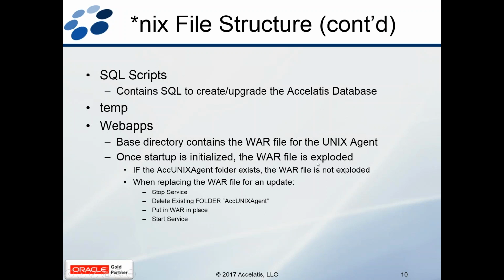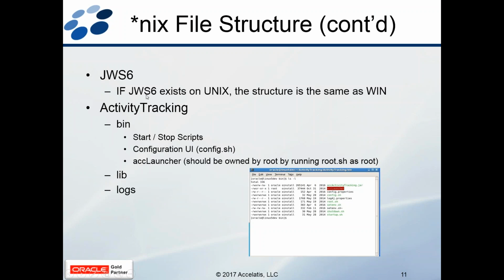Once startup is initialized, the war file is exploded. I just wanted to walk over this quick because what happens is it actually creates a brand new directory under there called acc-unix-agent, and if you were ever to replace the war file or update it, you just need to stop the service, delete the folder, put the new war file in place, and start the service. So this directory can go away. It's going to get recreated every time you start. JWS6, if it's on Unix, is actually the same exact thing as on Windows. There is no difference there.